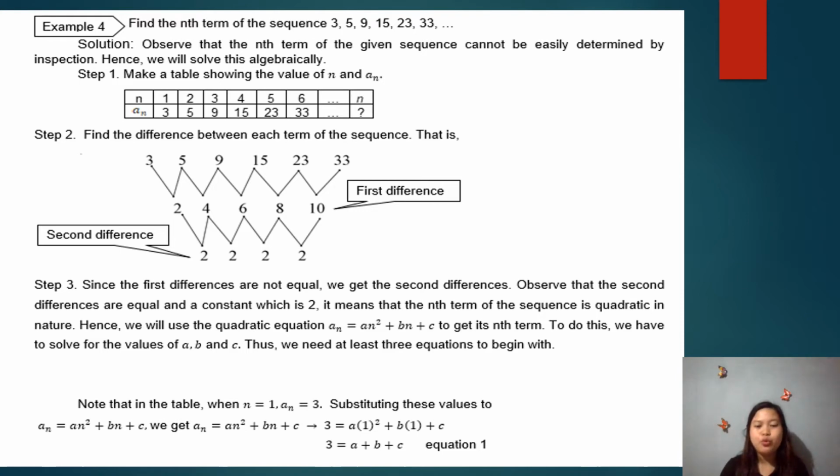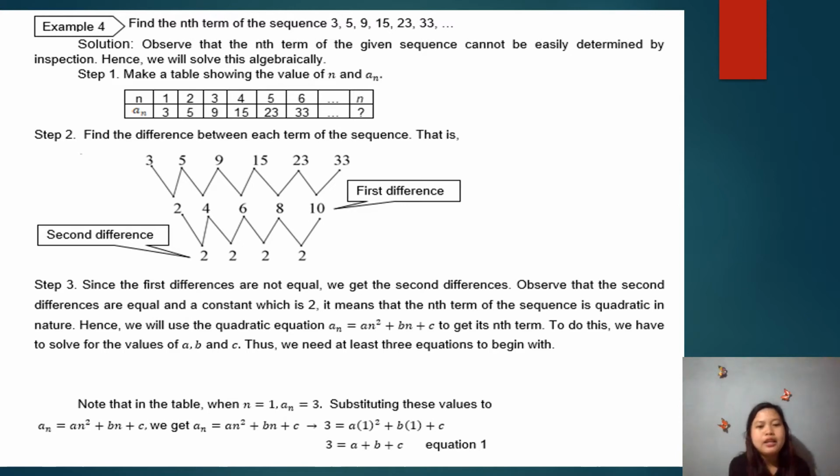The same with example number 3. Our first step will always be to make a table showing the value of n and a sub n. We have the n values on top and the a sub n values below. So our first term is 3, second term is 5, third term is 9, fourth term is 15, fifth term is 23, sixth term is 33, and the nth term is unknown.